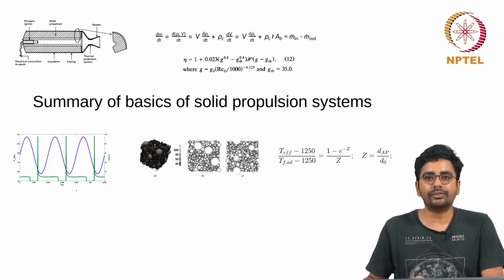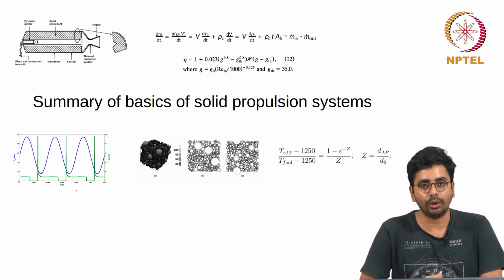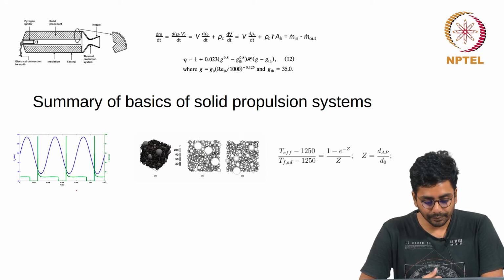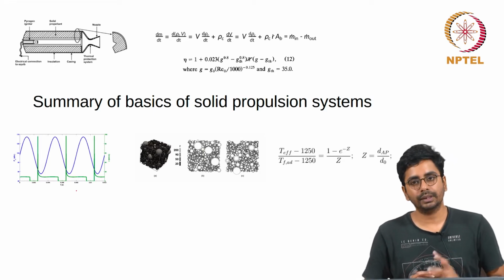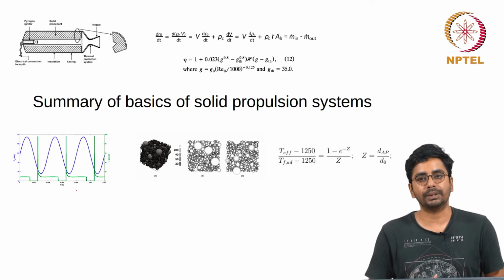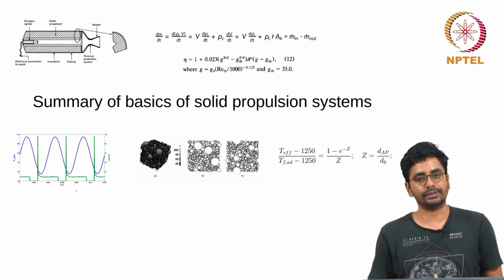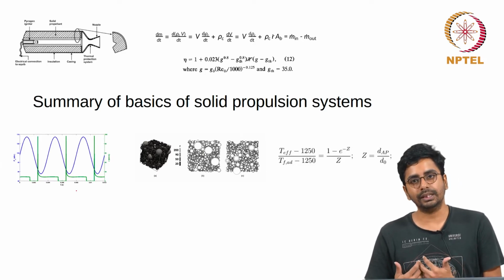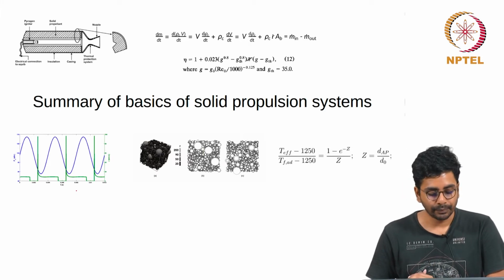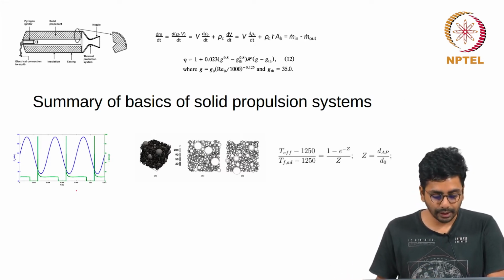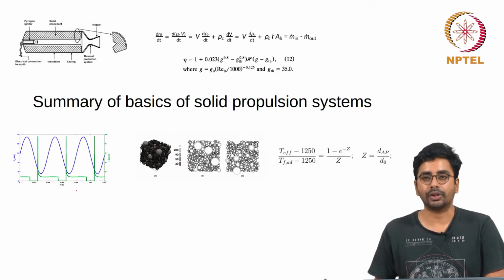That completes the summary of the fundamental ideas. We will move on to a summary of three different propulsion systems that were discussed in the course: the solid propulsion system, the liquid propellant propulsion system, and air breathing propulsion systems, in the analysis of which we used the fundamental ideas that were discussed and summarized till now.